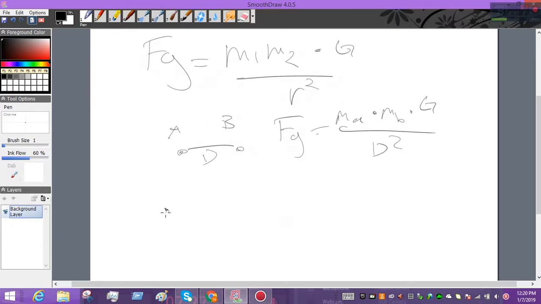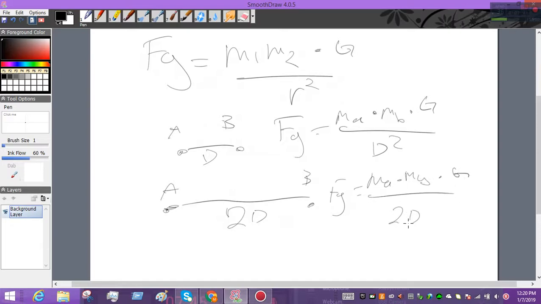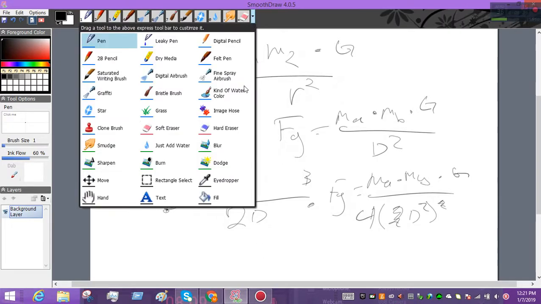But if we double this length, and we've got A and B, but this length is 2d, then our Fg would equal ma times mb times G over (2d) squared. If we square that quantity, we would get 4d squared. So if we compare these, we can pull out a 1/4 here, and then we would have a direct substitution for this. So we know that if the distance is doubled, the gravitational force is a 4th. So it decreases by a factor of 4.